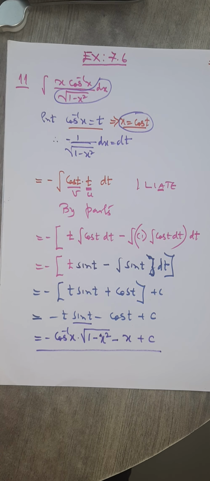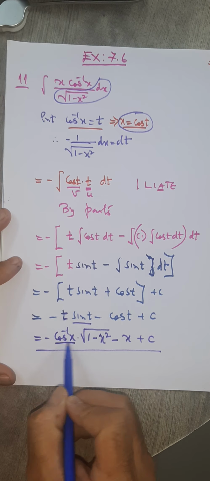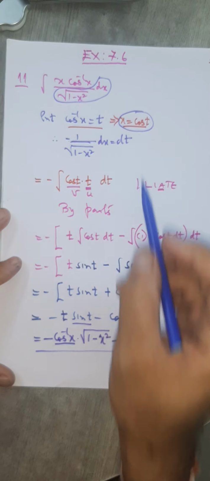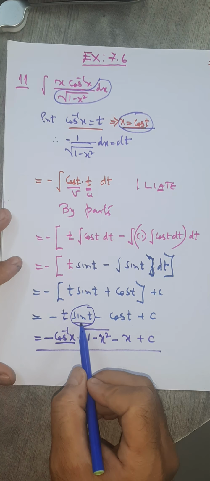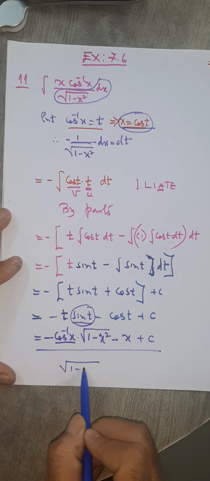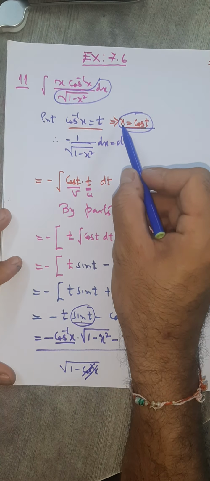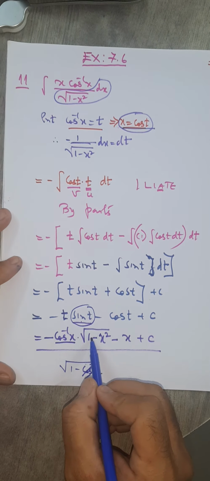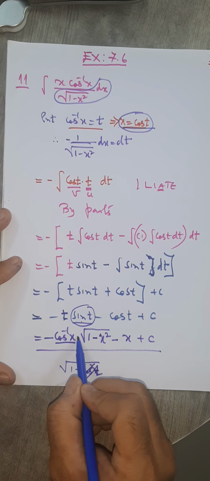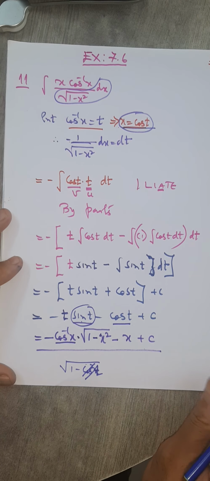The conversion to the variable x is very important, remember. Here t is cos inverse x. You don't have sin t, but you do have cos t. So I'll write sin t as root of 1 minus cos squared t. But what is cos t? That is x. So you have root 1 minus x squared. Minus cos t is x, plus c. That's question number 11.